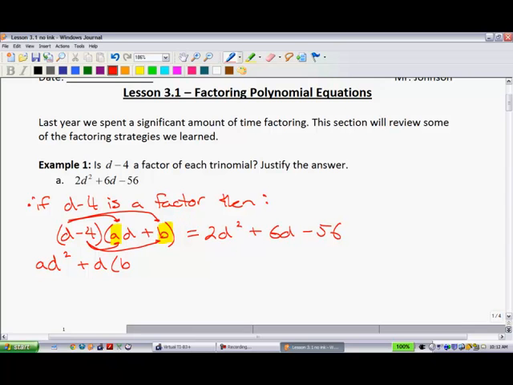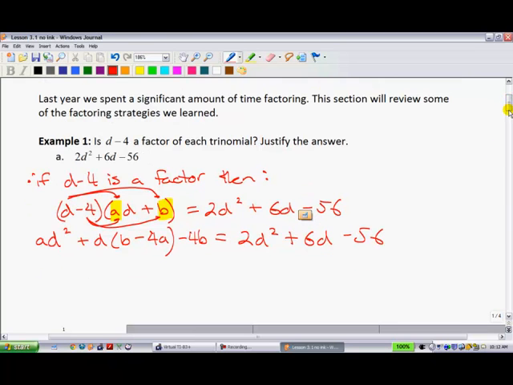Now I've multiplied the D times the B. Now I'm going to multiply the negative 4 times the AD. I'm going to leave the D outside, right where I have it. So inside the brackets I'm going to have a negative 4A. And then lastly, the negative 4 needs to be multiplied by the B, so you have negative 4B. Now I can say that that's equal to my original equation, 2D squared plus 6D minus 56. Alright, so we'll scroll this down a little bit.